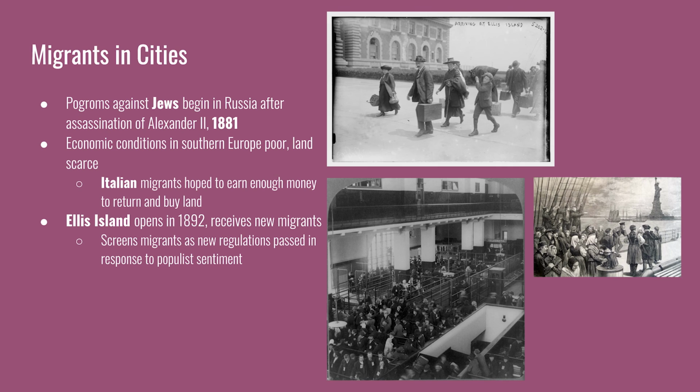In 1892, Ellis Island opened up in New York City to receive new migrants. It's used as a screening point to make sure that those that are coming in are complying with the new regulations that have been passed throughout the 19th century as a response to the nativist sentiment.